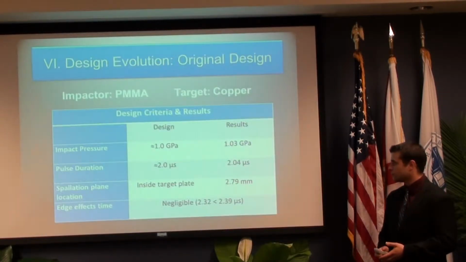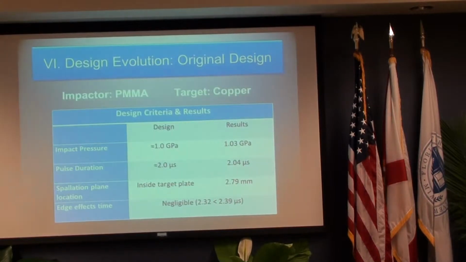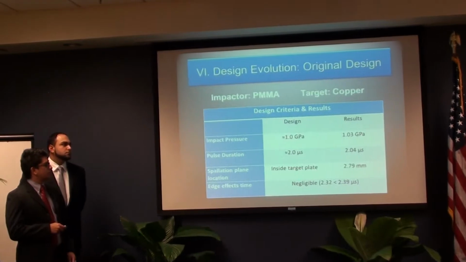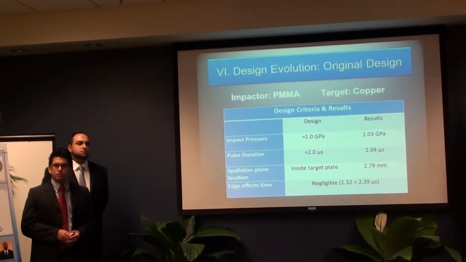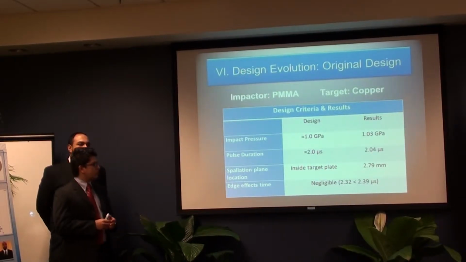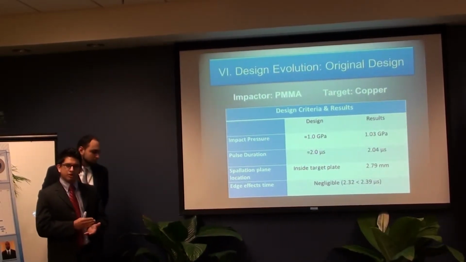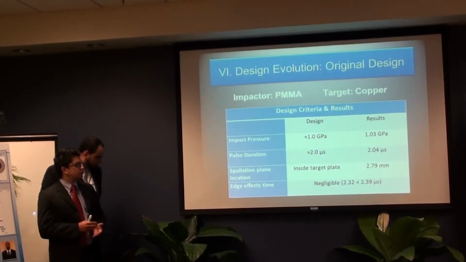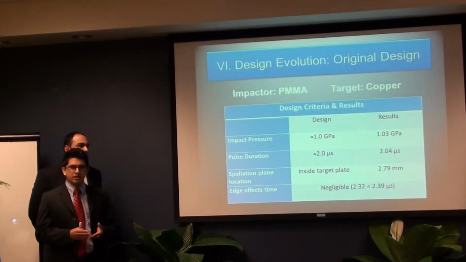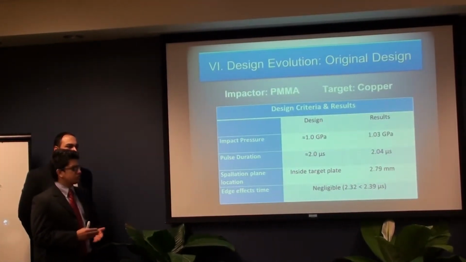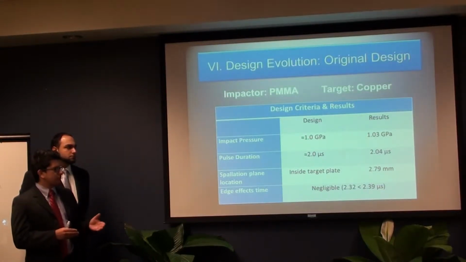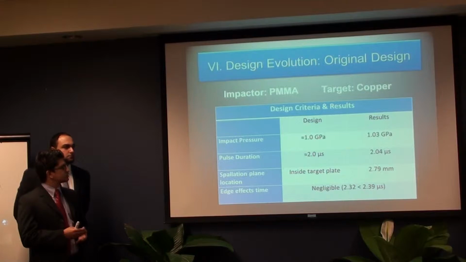So after we understood how wave propagation occurred during our experiments, we wanted to conduct the first design of PMMA and copper for 1 gigapascal, 2 microseconds of pulse duration, and obtain a spall plane inside the target. From the mathematical model and applying all the equations, we got a 1.03 gigapascal impact pressure, a 2.04 microsecond pulse duration, and we predicted that the spall plane, if it were to occur, would be inside the target at 2.79 millimeters deep. Now, the effects from the momentum trap were negligible due to the fact that it would take too long to reach the target. Next slide, please.